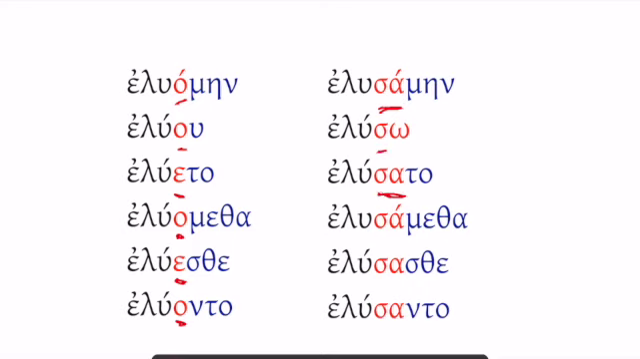Our 2S form is unique; we'll talk more about this form on the next slide. But here, just note that instead of that connecting vowel, we get our augment, the tense stem, the tense formative sigma alpha, and then the endings are very similar: meen, o, to, metha, sthe, nto. So elusamen, eluso, elusato, elusametha, elusasthe, elusanto. Pretty straightforward, a pretty easy paradigm to memorize, particularly if you know that imperfect form.